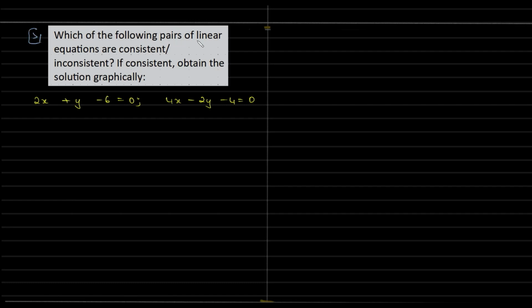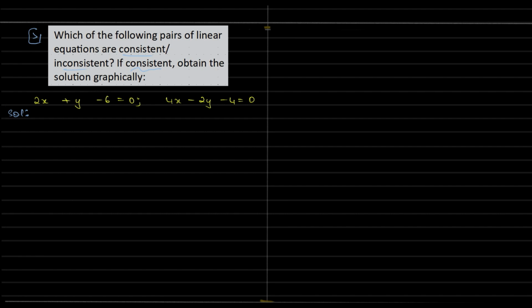Which of the following pairs of linear equations are consistent, and which are inconsistent? If consistent, obtain the solution graphically. So we are looking at two lines, equations of lines. We have to look into whether it's consistent or inconsistent. If consistent, we have to find the solution graphically.